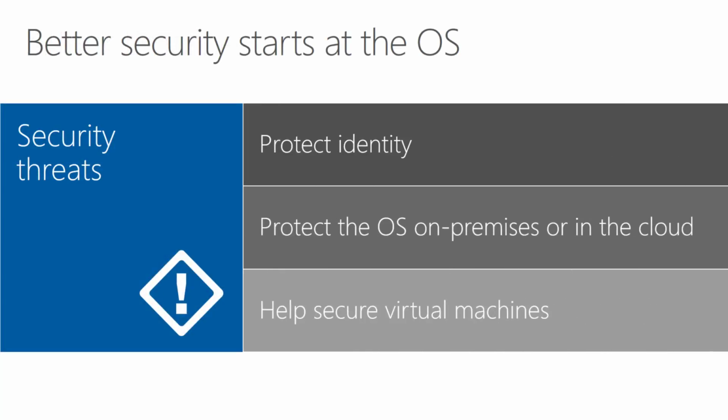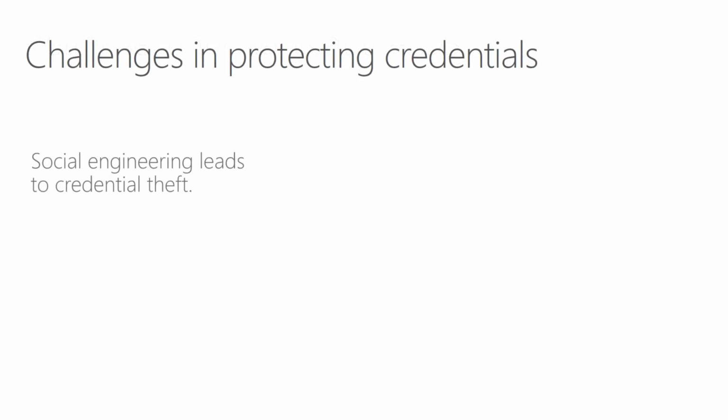So the three ways that we approach this with Windows Server 2016 really focus on protecting the identity. So how can we make sure that things like pass the hash and pass the ticket attacks become much more difficult? How can we protect operating systems regardless of whether they're on-prem or in the cloud? And then also, how can we secure virtual machines? So let's jump in and take a look at some of these.